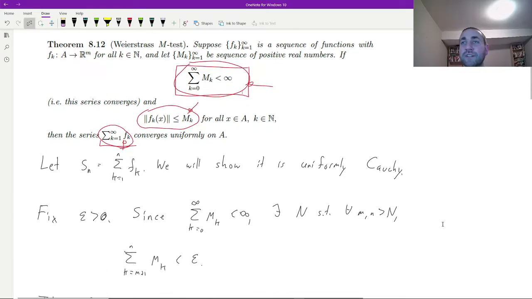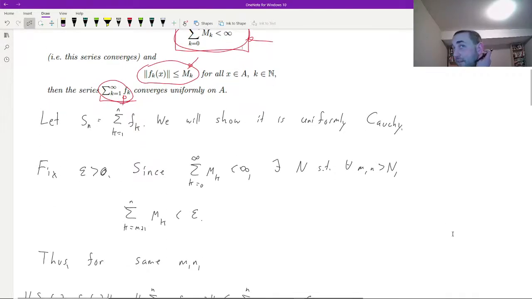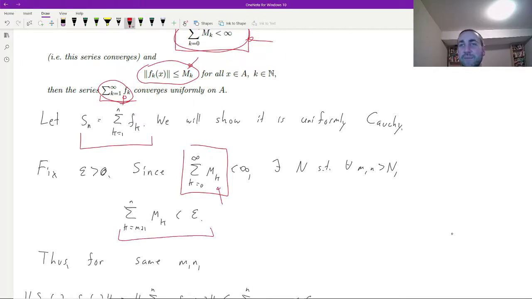What's the proof? Well, it's not going to be a whole lot longer than that preamble. I define S_n to be the partial sum associated with the sequence f_k, and we're going to show that that sequence is in fact uniformly Cauchy. Fix epsilon greater than 0. Since this whole sum converges, there exists some capital N, so that for all little n greater than little m greater than capital N, the sum from k equals m plus 1 to n of M_k is less than epsilon. Why is that true? Well, this is a convergent sequence, therefore it's a Cauchy sequence, therefore it has this property.